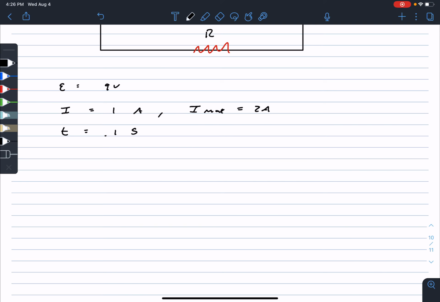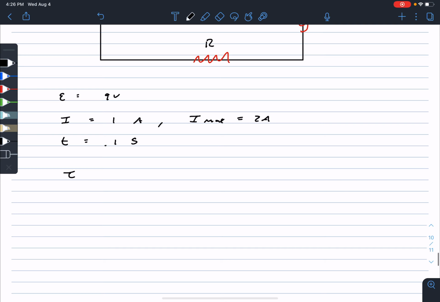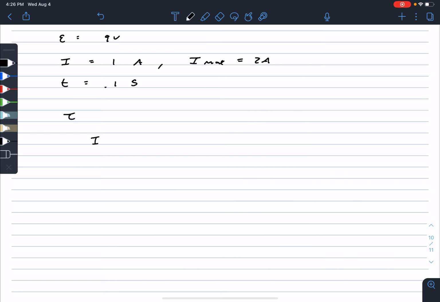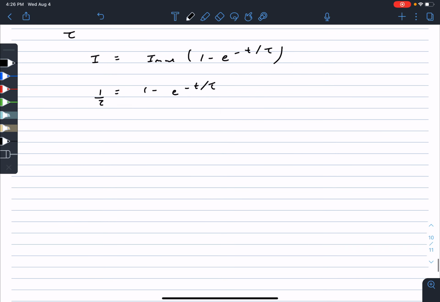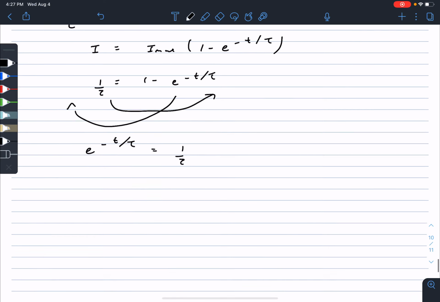We are asked to find the time constant for all of these values. We use the same formula that we did before, 1 minus e to the negative t over tau, because we know everything else. We know I max, I, and t. Doing the same thing I did before, I'll just quickly go through it: 1/2 is equal to 1 minus e to the negative t over tau. Take this to the other side, and we end up with e to the negative t over tau equal to 1/2.